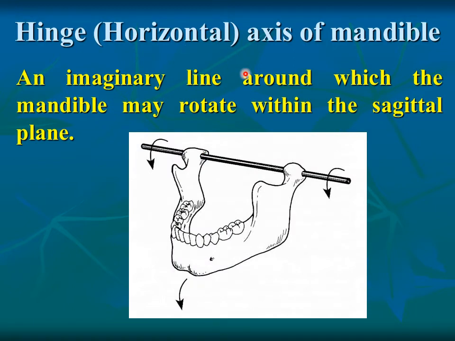The horizontal axis of the mandible, or the hinge axis, is an imaginary line around which the mandible may rotate within the sagittal plane. We can imagine this rod passing through the condylar head of the mandible, and the mandible rotates around this axis. This is the horizontal axis of the mandible.